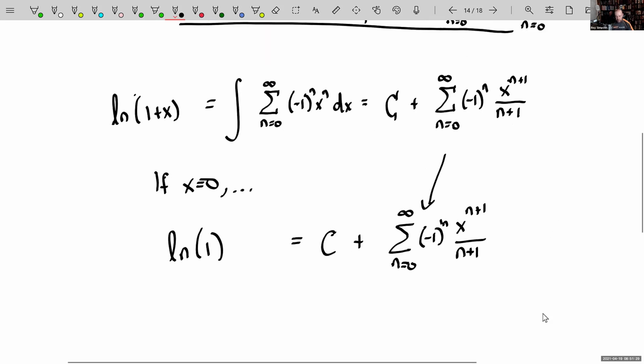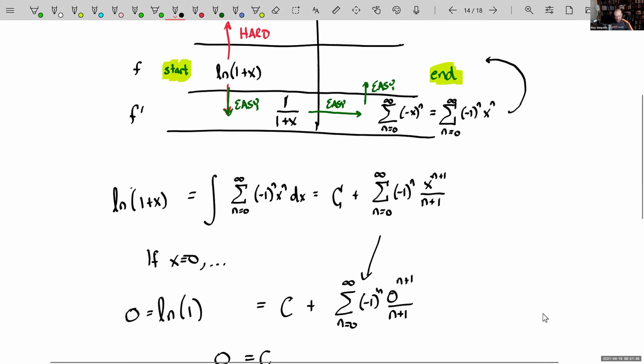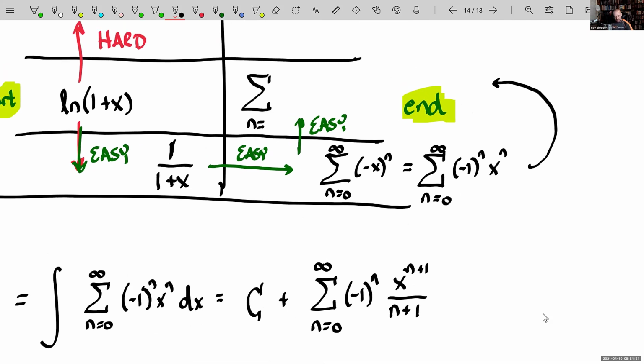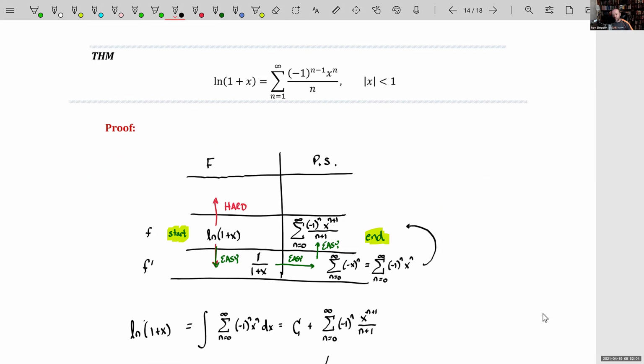If x were 0, you'd have that. Natural log of 1 is 0. This is 0, and so we get that 0 must equal c. So we get that this is going to be the summation n equals 0 to infinity, -1 to the nth, x to the n plus 1 over n plus 1. And you say, wait a second, that's not what they have up there. It is actually what they have up there. It's just a different form of it.